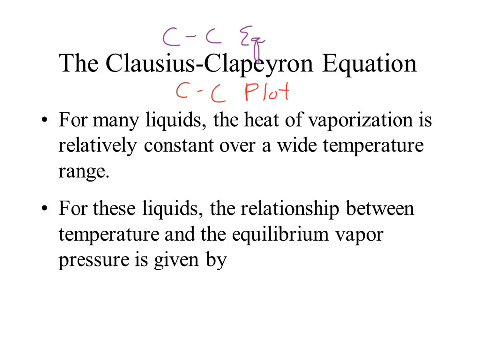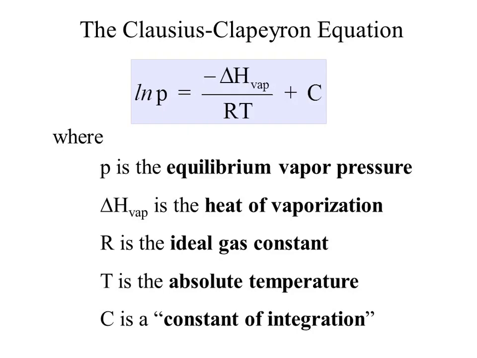So the heat of vaporization, delta H vap, is how much energy you need for a gram or a mole to go from a liquid to a gas. For some substances that will vary with temperature, but for others, whatever temperature the liquid is, it still takes the same amount of energy to vaporize. For those substances, we can make a CC plot, a Clausius Clapeyron plot.